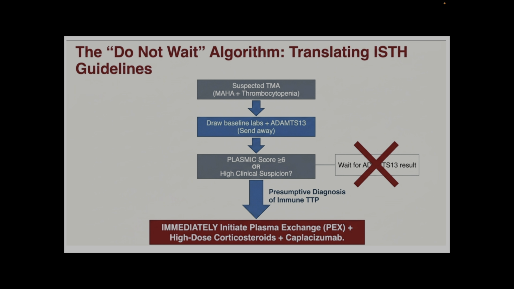The do not wait algorithm. So this is a practical algorithm I want everyone to take home. Start with a patient who has microangiopathic hemolytic anemia plus thrombocytopenia, raising suspicion for TMA. Immediately send baseline investigations and draw the ADAMTS13 sample. Then calculate the PLASMIC score and assess the overall clinical probability. And if the probability of immune TTP is high, do not wait for the ADAMTS13 result to return. Initiate treatment promptly. The key message is send the test, but don't wait for the test to treat a high probability TTP.